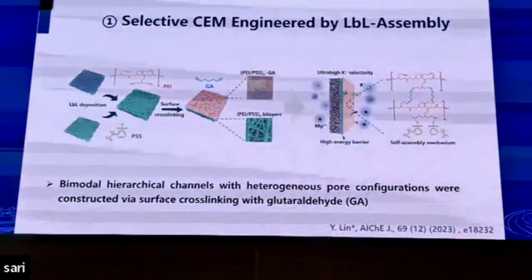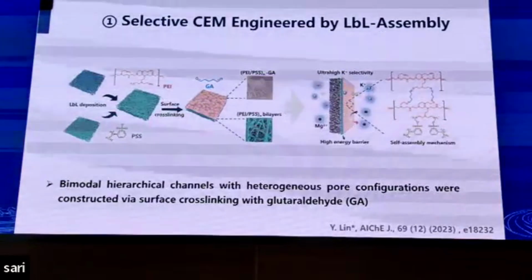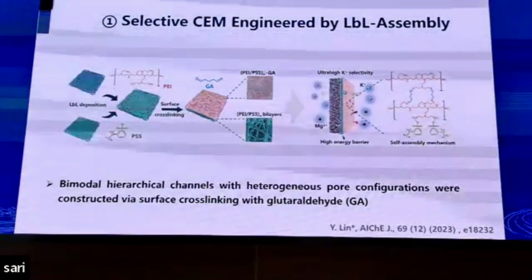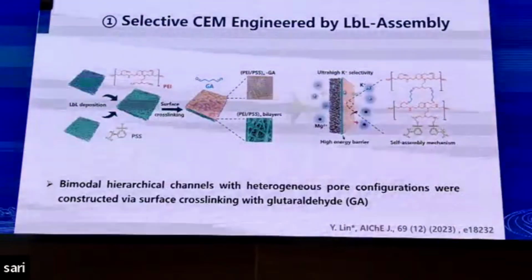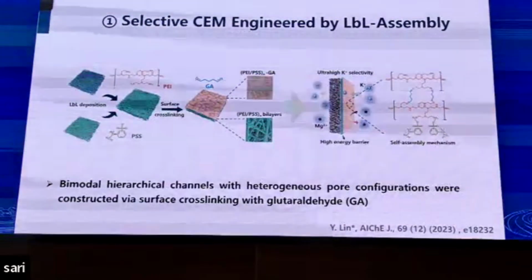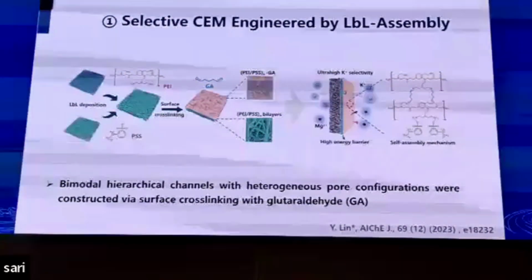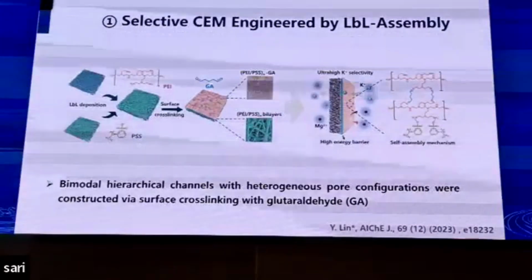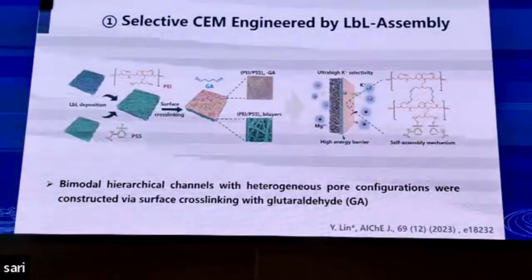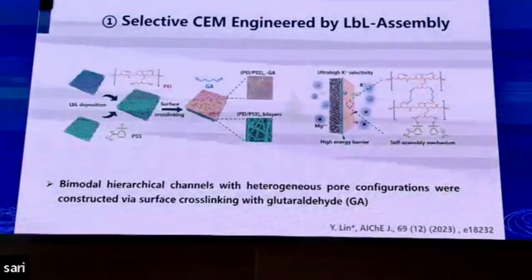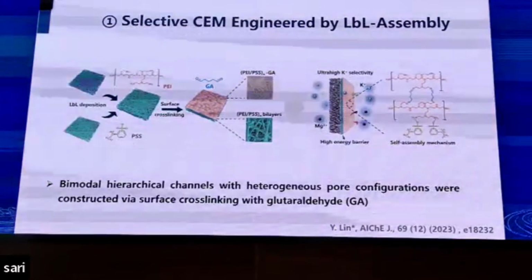In this work we use the layer-by-layer method to fabricate membranes, using the polyelectrolytes PEI and PSS, which can combine by electrostatic interactions. After which we use glutaraldehyde to make a cross-linked surface and make the surface layer denser. And we can make some denser structures for ion separations.